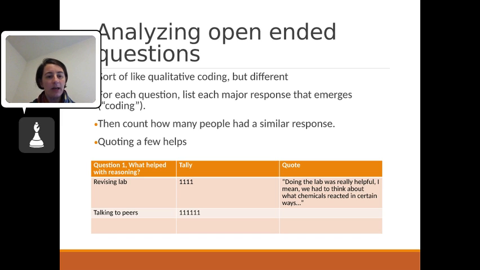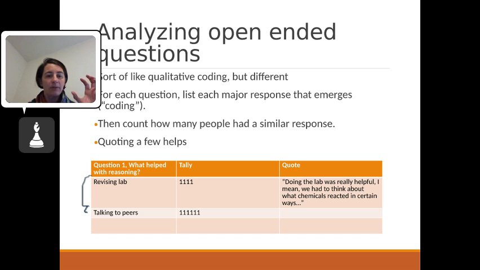So in my example here, the question was, what helped with your reasoning regarding a scientific process? And then I start listing all the things that the students bring up. And this is just two of the things they brought up out of maybe 10. Revising the lab, talking to peers, and then there was a number of things.